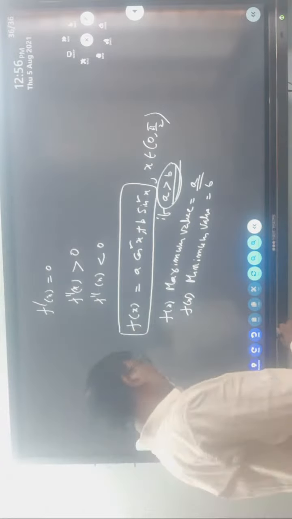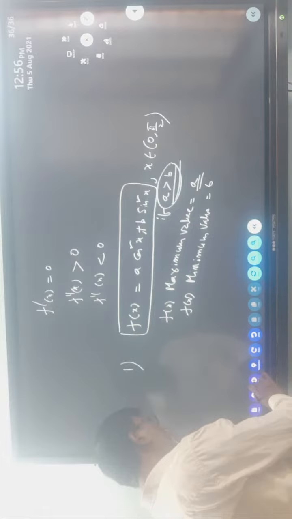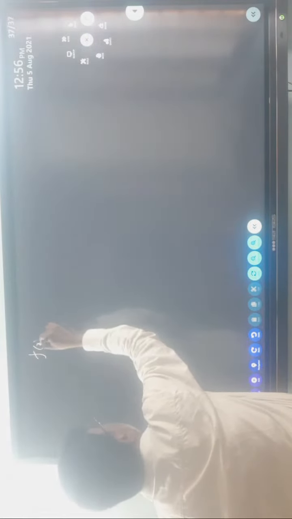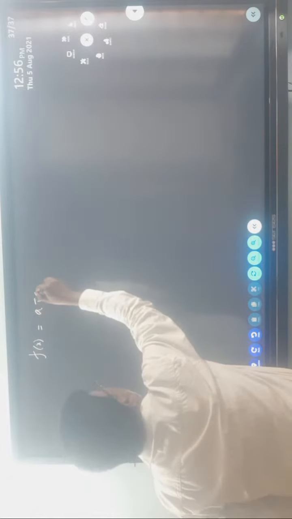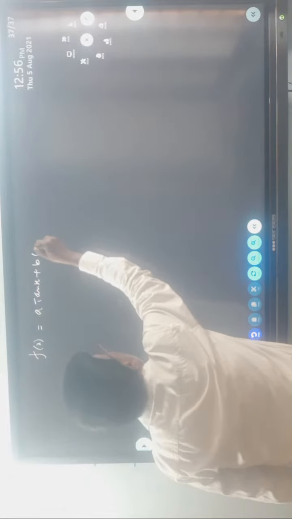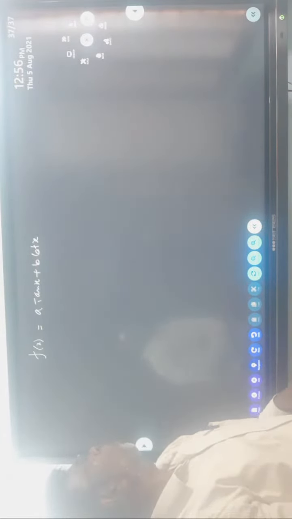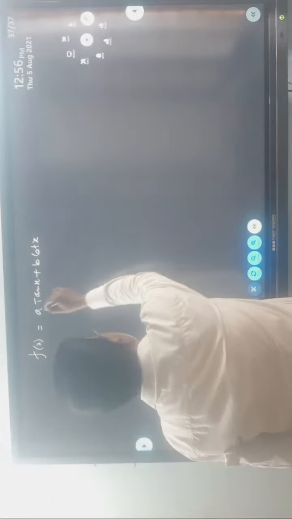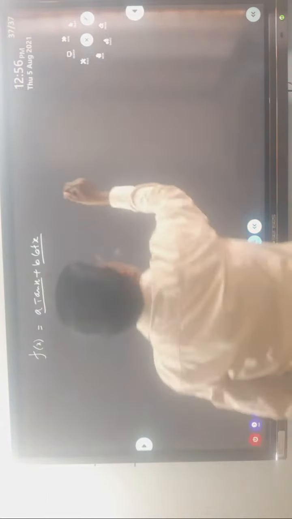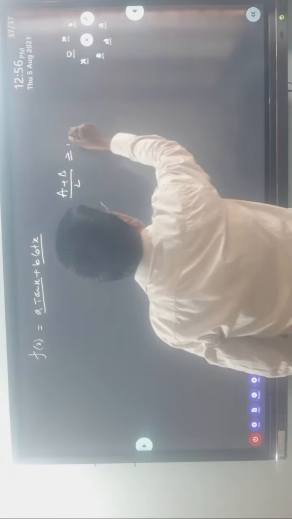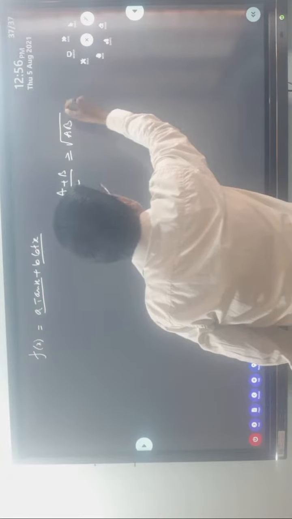Now one by one, let us take another one. Suppose f of x is given as a tan x plus b cot x. What is the minimum value for this type of question? What is the maximum value? This is the shortcut. Listen, (a plus b) by 2 is greater than or equal to root ab. This is the shortcut formula we are using.